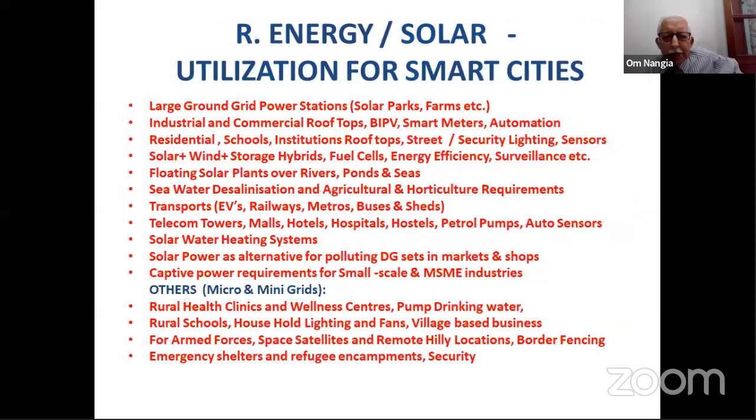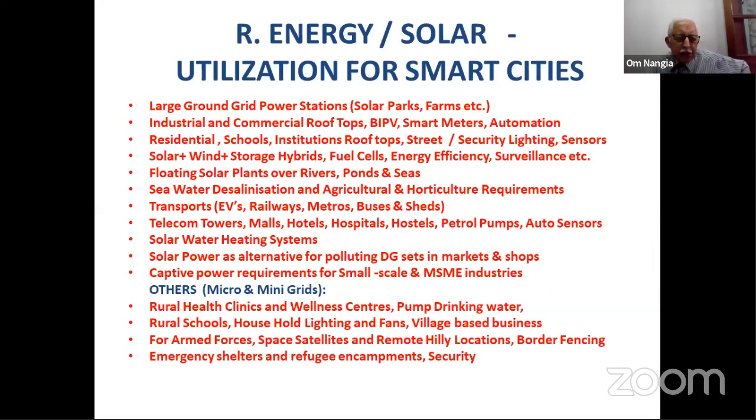Now, renewable energy and solar energy have unlimited potential, and the utilization for smart cities is enormous. This is a long list, and if I want, I can list another 10 or 20 applications where we can make use of it in the development of smart cities. Large ground grid power stations, industrial and commercial rooftops, schools, institutions, then solar and wind storage hybrid also we can use, fuel cells we can use, floating solar plants over rivers and ponds, seawater desalination, and for agriculture and horticulture requirement, for transportation, electric vehicles, railways, metros, telecom towers, solar water heating system.